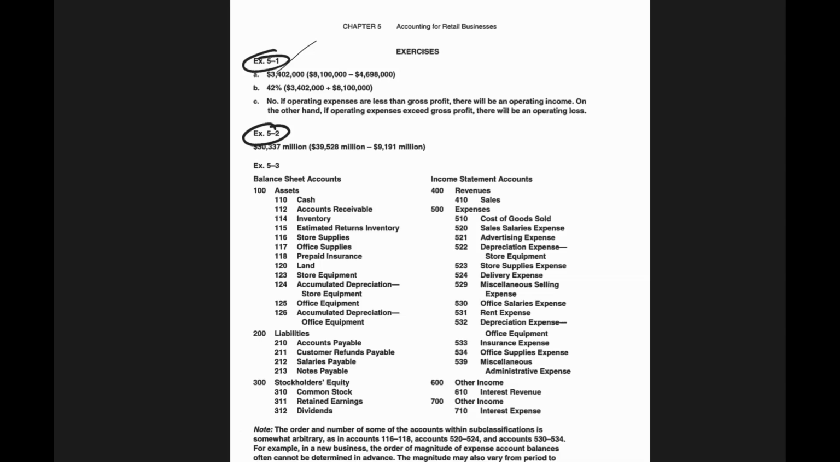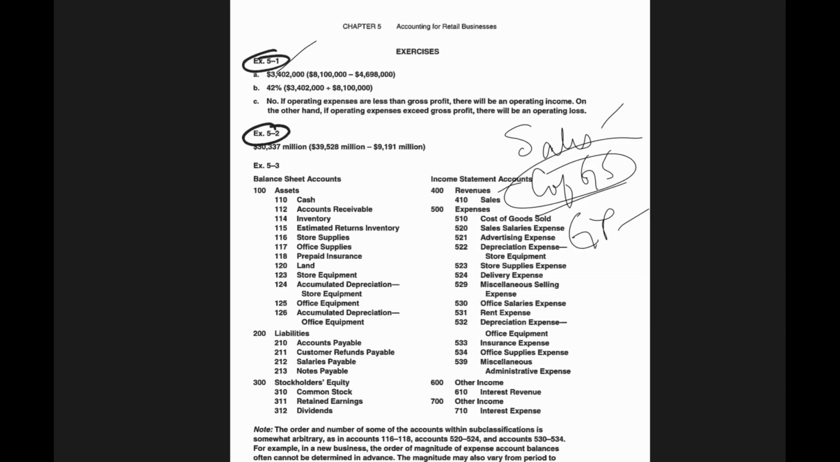All right, number 2. For a recent year, Best Buy reported sales of $39.528 million. Its gross profit was $9.191 million. Well, then we back into the cost of goods sold. Again, sales is always the item that we start with. Sales minus cost of goods sold equals our gross profit. So if they give you that number and this number, we back into cost of goods sold.